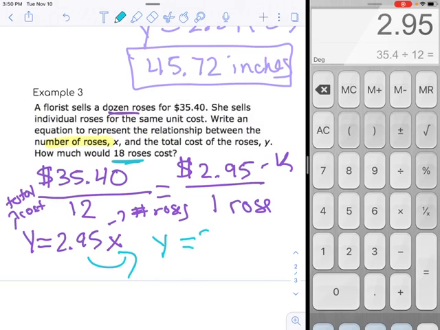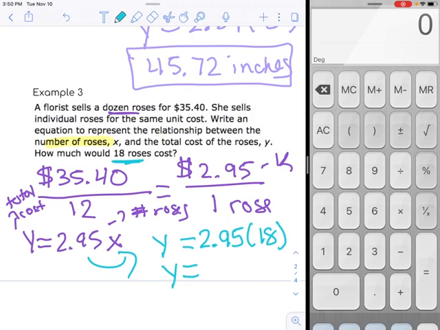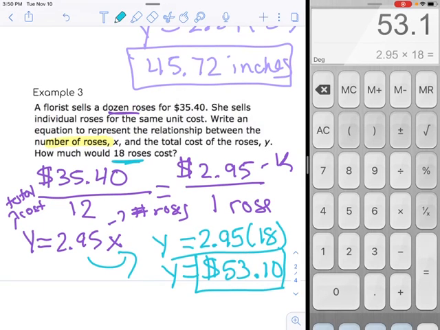We don't know what our total cost is. We know our constant of proportionality, our constant multiple, is 2.95. And now it's telling us, well, what if you actually have 18 roses? How much would you pay for that? What's your total cost? So tell me, guys, what is my total cost here? So my total cost, 2.95 times 18, is $53.10. Awesome job, you guys.